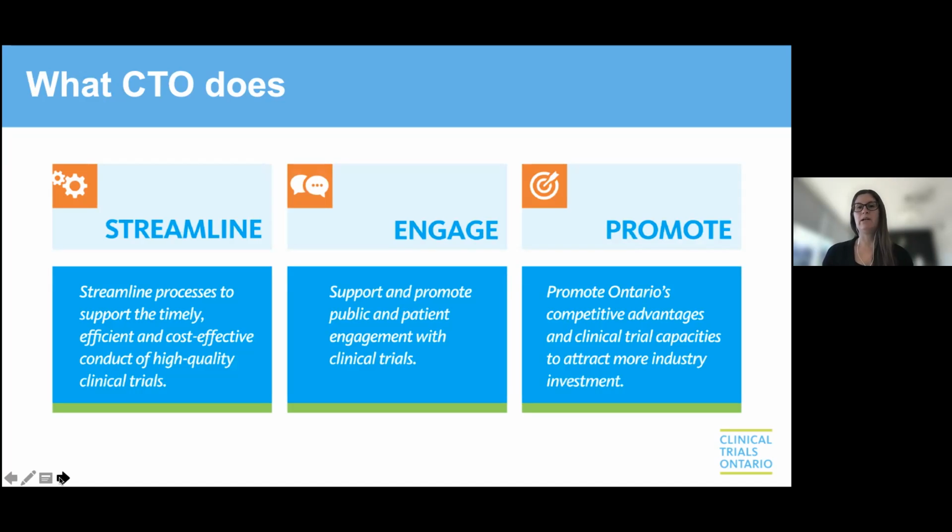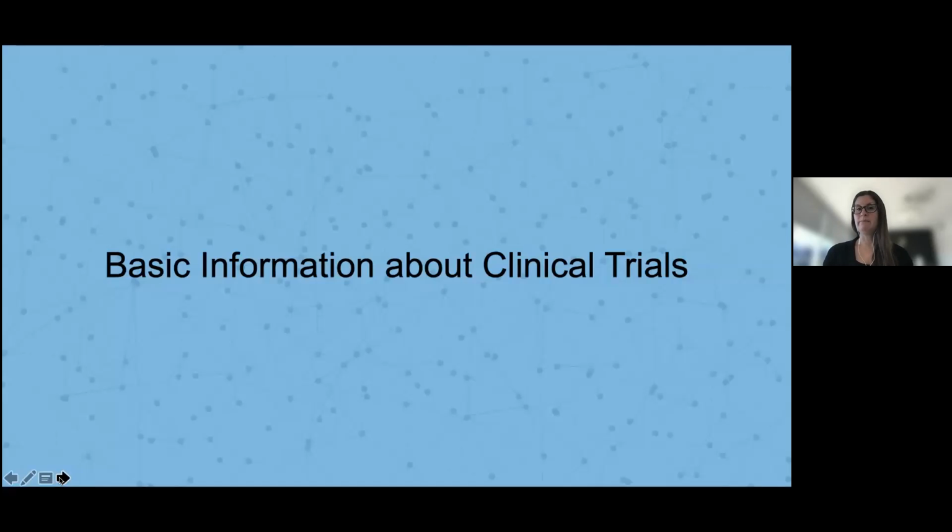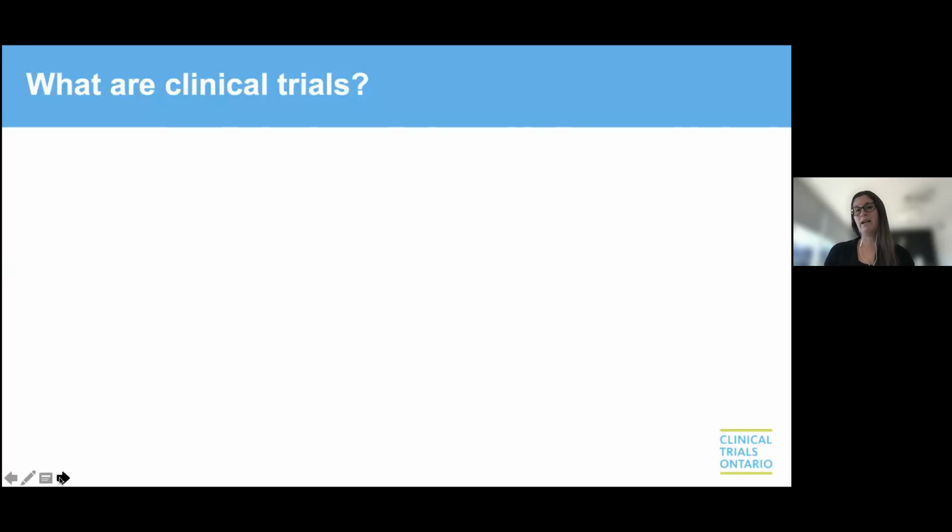And lastly, we are also about promoting Ontario's competitive advantages as a place to do clinical trials. So let's move into some basic information for you about clinical trials. So what are clinical trials? That's why we're here today.